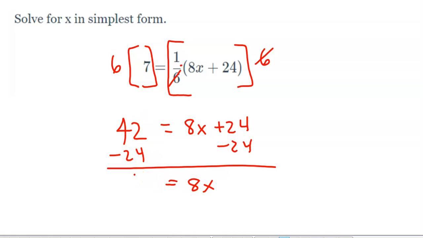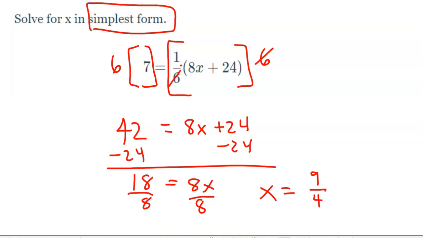So that was 3 and 8. Is that right? And then we divide by 8. And we are going to get x is equal to 9/4. And it does say simplest form. It doesn't say to convert it to a decimal. Solve for x in simplest form. So 9/4 would be our solution here.